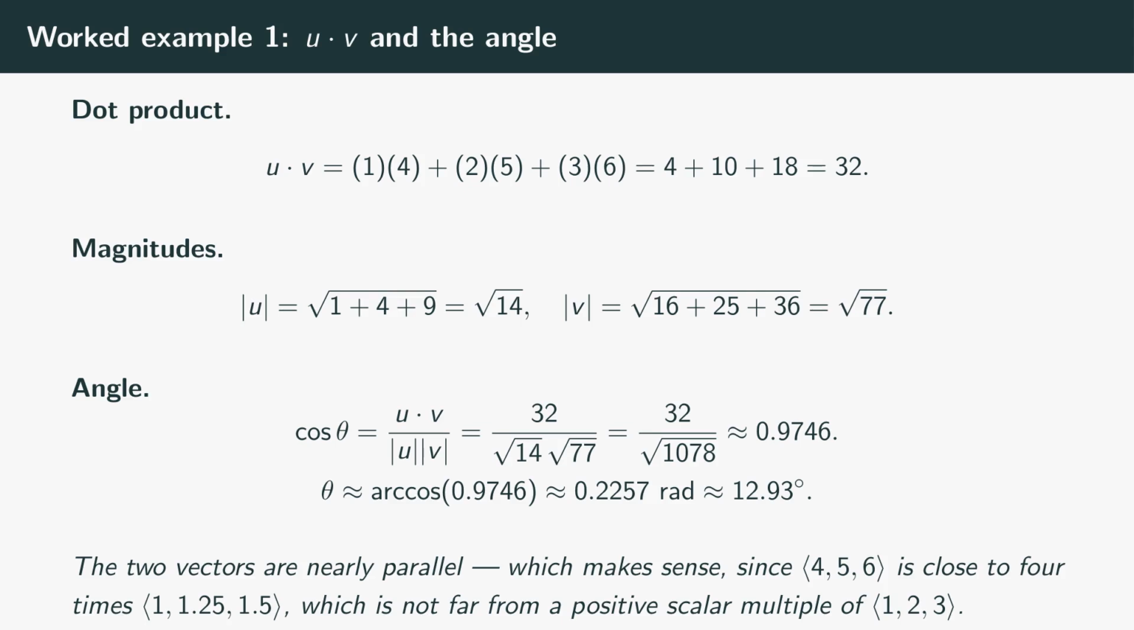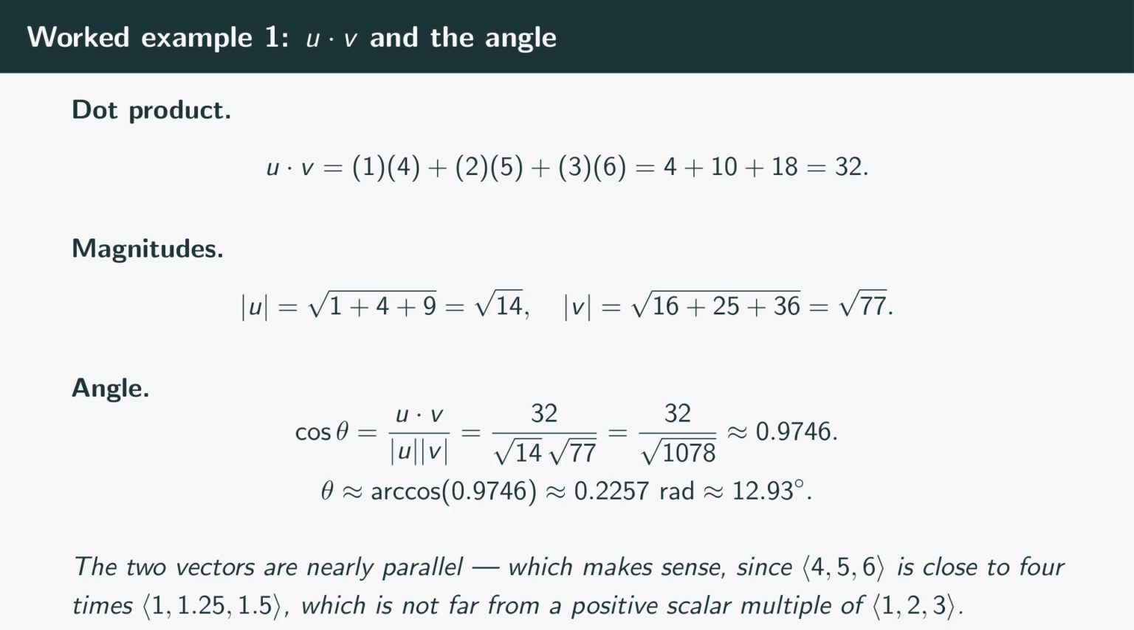First worked example. Let u be the vector (1, 2, 3), and v be the vector (4, 5, 6). Find the angle between them. Step 1, the dot product. Multiply corresponding components and add. 1 times 4 is 4, 2 times 5 is 10, 3 times 6 is 18. 4 plus 10 plus 18 is 32, so u dot v equals 32.